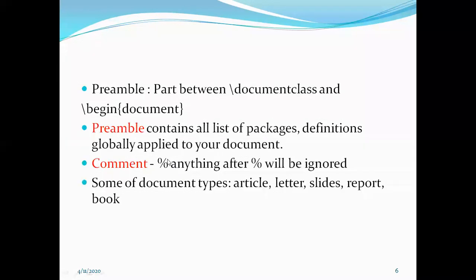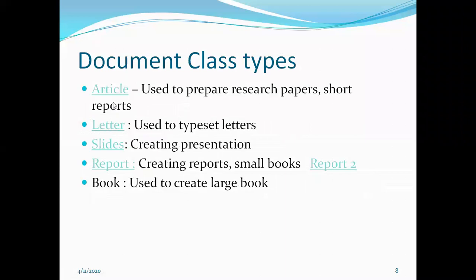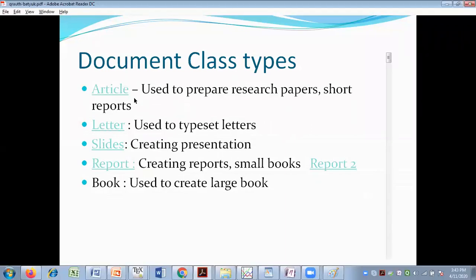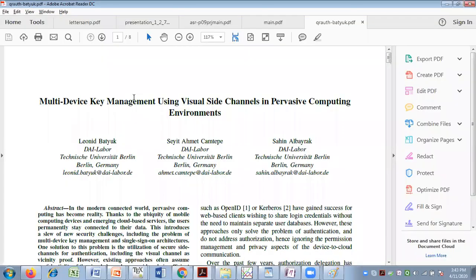For a comment, you can use the percentage symbol. There are different types of documents here: article, letter, slides, report, and book. We'll see them one by one. This is the article. Article means it can be an IEEE paper, ACM paper, like that. Okay.